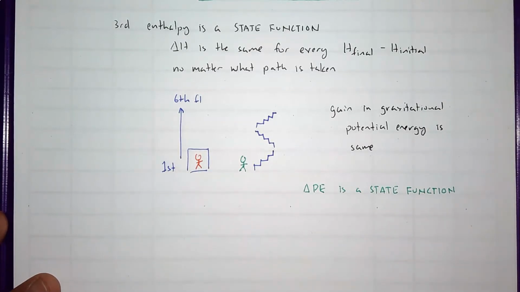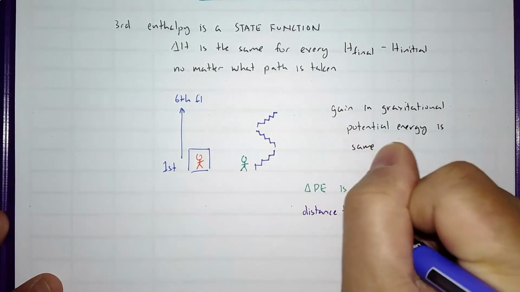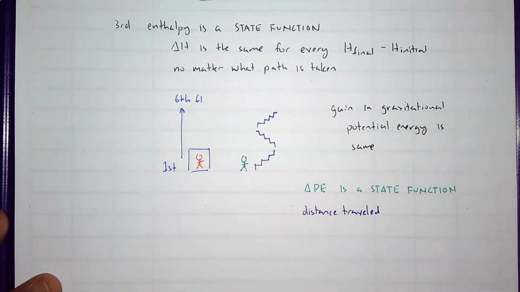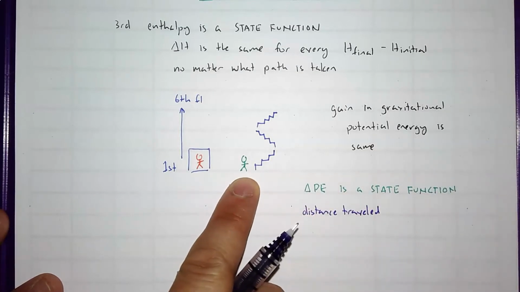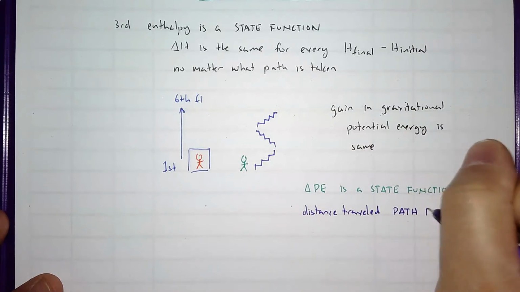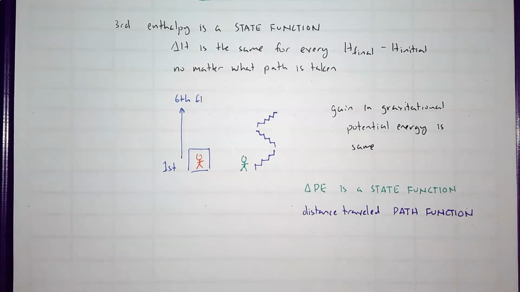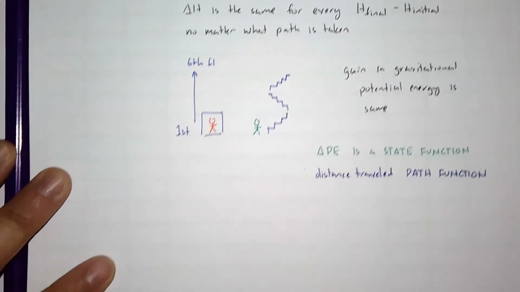But what is the non-state function? We could think of the distance traveled, or maybe even the energy expended is different. The number of steps taken, that's called a path function. It depends on the path, the number of steps. And we're going to apply that to chemical reactions using what's called Hess's law.